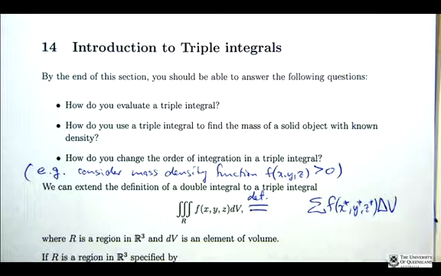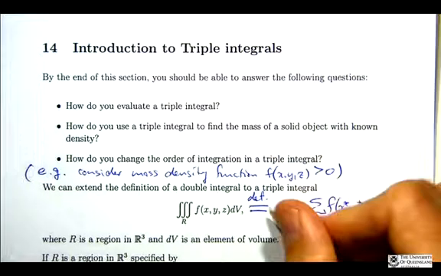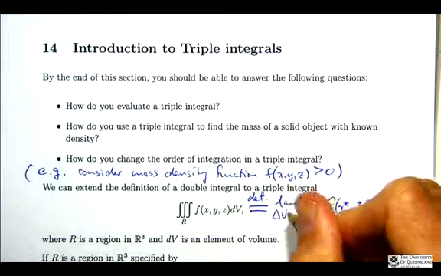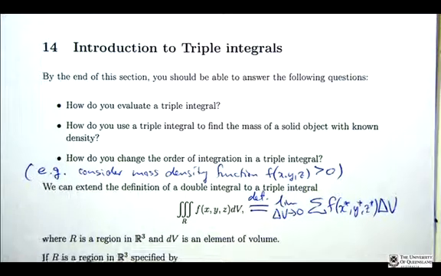Just what I've written here would be an approximation to the value of this triple integral, but what we do is take the limit as delta V goes to 0, or equivalently, the limit as the number of boxes goes to infinity. All right, so there's the definition of the triple integral. It turns out we have all these analogous results, like Fubini's theorem. Okay, Fubini's theorem for triple integrals.